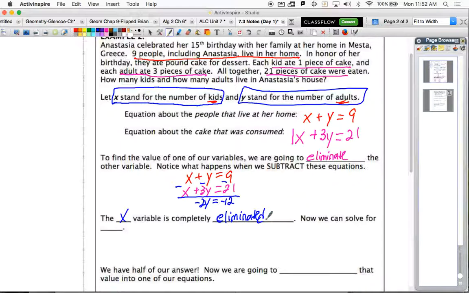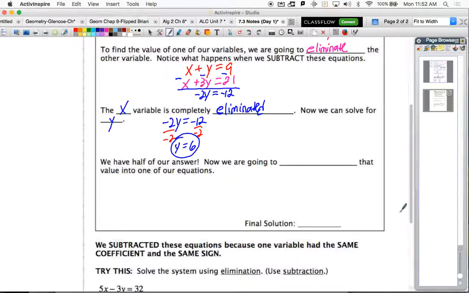So now we can solve for y. And we're basically there, right? We got negative 2y equals negative 12. So now, if we just divide by negative 2, we will get y is equal to positive 6. So that's half of our solution. Recall that our final solution is going to be the intersection of the 2 lines, so it's going to be an x and a y.